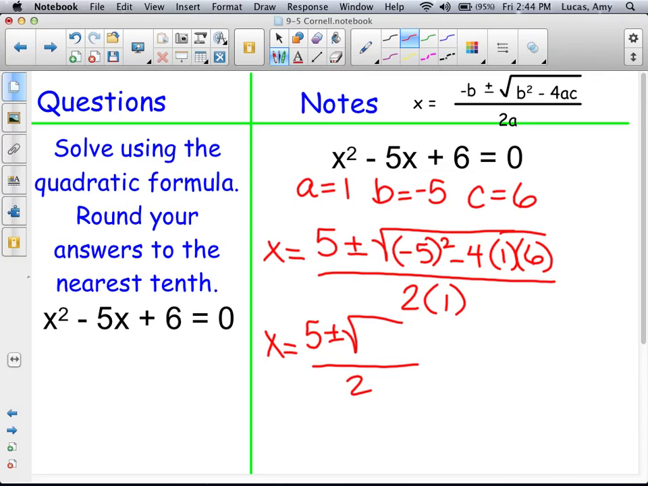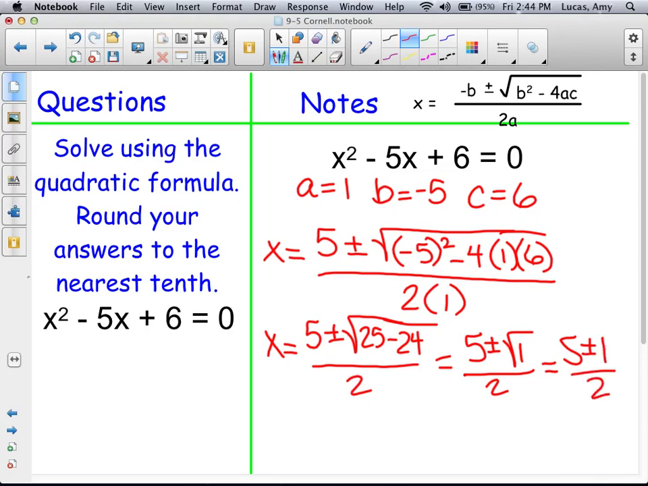Negative 5 squared is 25, and then I treat the minus 4 as a negative 4. So negative 4 times 1 times 6 would be negative 24. Then 25 minus 24 would be 1. So 5 plus or minus the square root of 1 divided by 2, and the square root of 1 is 1. So 5 plus or minus 1 divided by 2.